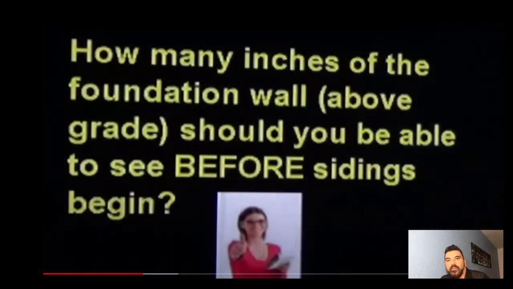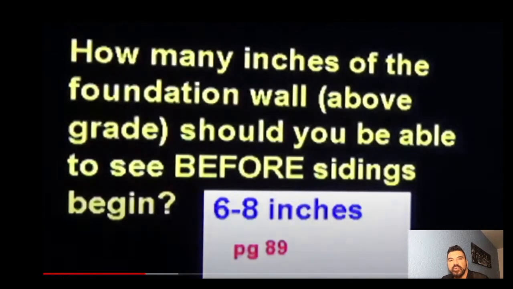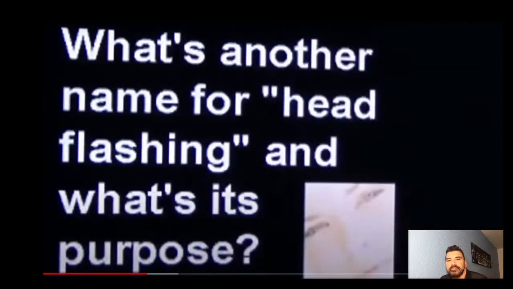Here's a new question. How many inches of foundation wall above grade should you be able to see before the siding begins? So you're outside, you're doing your exterior inspection, you see foundation wall, and then you see where the siding begins. What's the optimal answer? Page 89 is where you'll find that if you're not sure. It is a range, by the way.